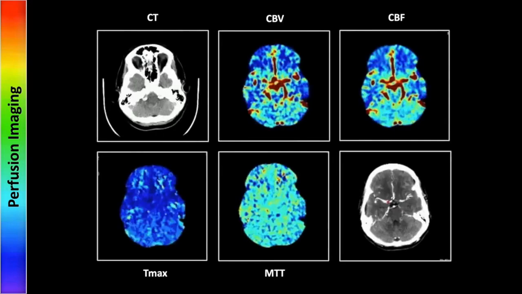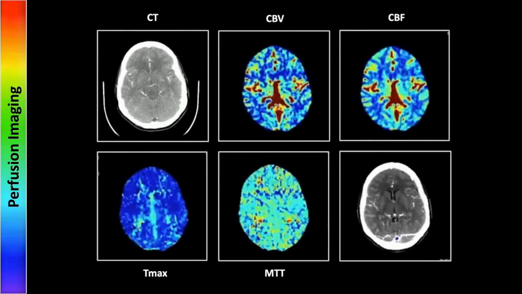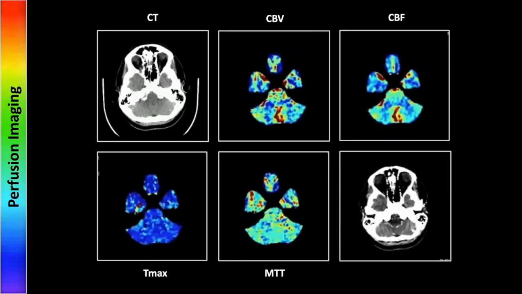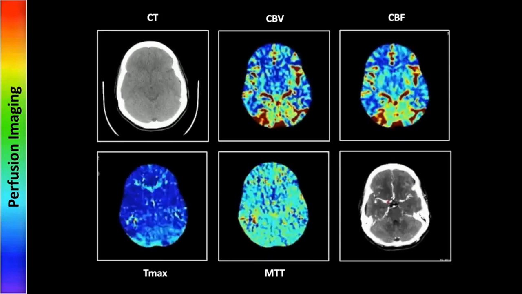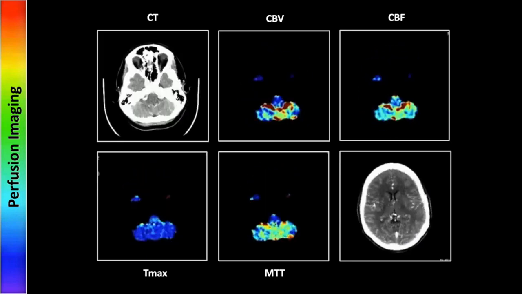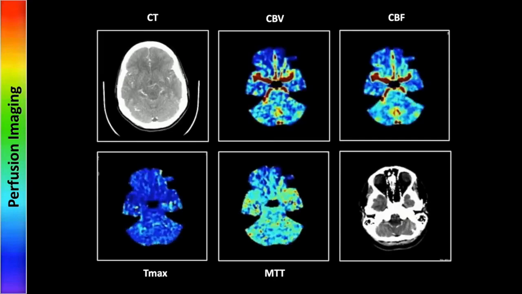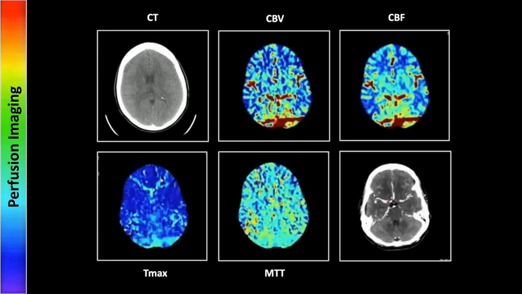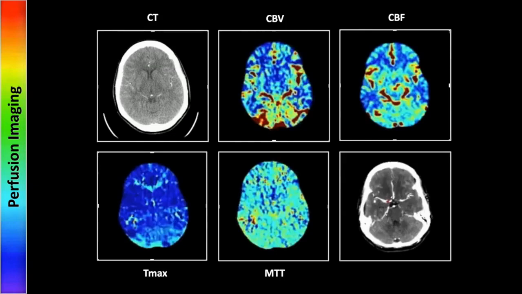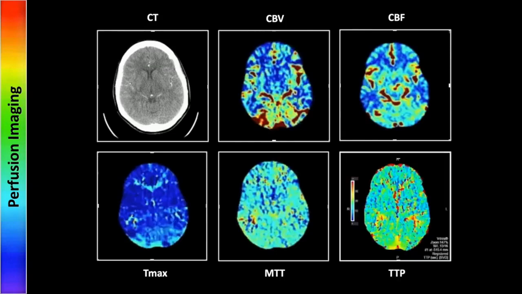Analysis of that data enables the creation of these color maps. Across the top, you'll see those series that best depict core infarcts. Those are the CBV, or cerebral blood volume, and the CBF, cerebral blood flow. Along the bottom, you'll see the typical series that depict ischemia, which are the Tmax and the MTT. Do keep an eye out for an additional series known as the TTP, or time to peak, which you'll often see performed in these CT perfusion studies as well.